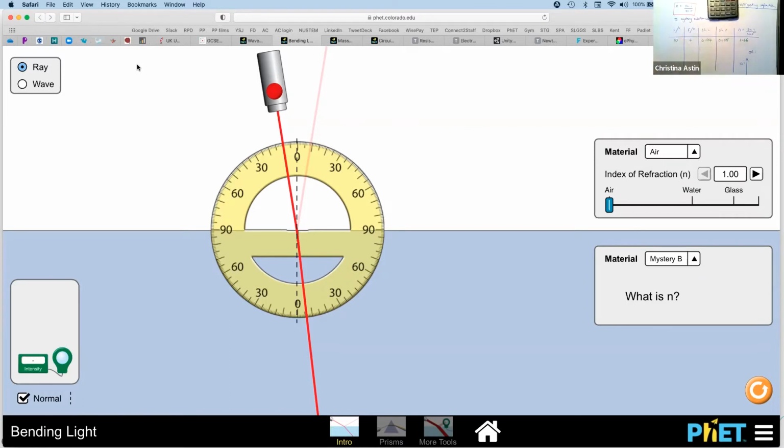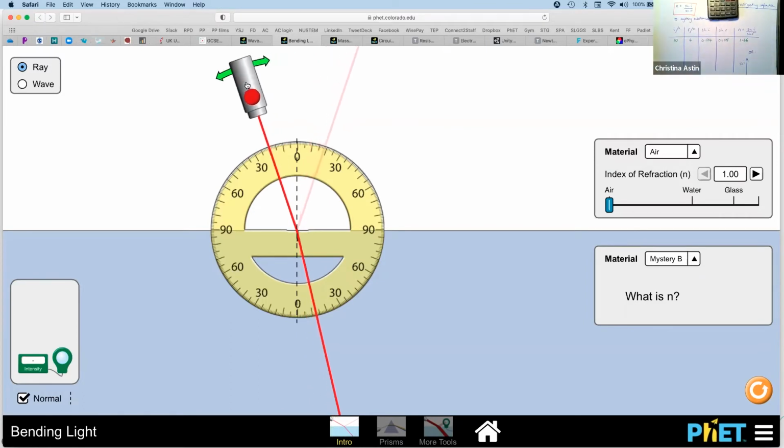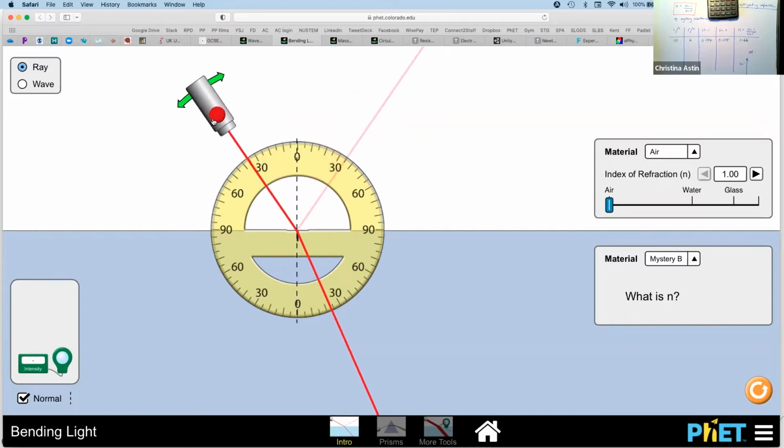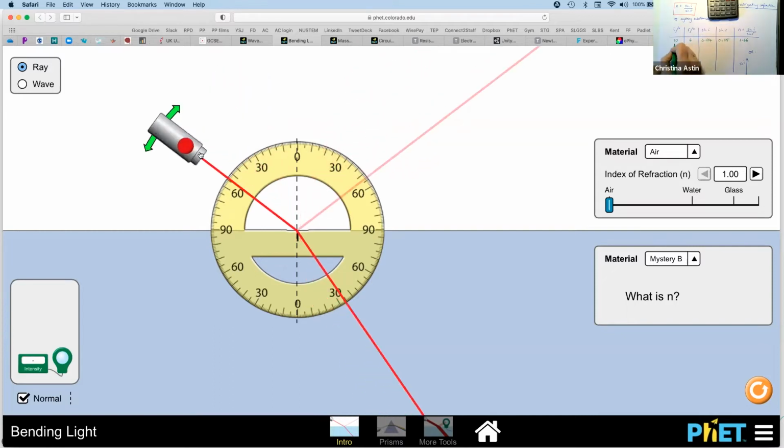Alternatively, they can carry on. I mean, they should carry on with this anyway. So we do 20 degrees, 30 degrees, 40 degrees, and so on. And then what they can do, if this is part of your specification, it may not be, is plot a graph of sine i against sine r, and the gradient of that will give them the refractive index. Nice exercise to do if you're teaching this topic anyway.